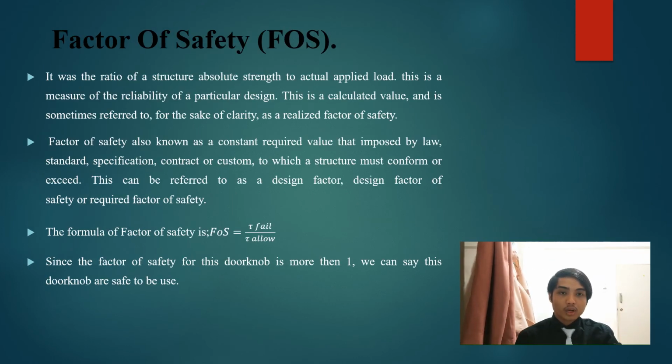Factor of safety, or FOS, is the ratio of the structure's absolute strength to the actual applied load. This is a measure of reliability of the particular design. This is a calculated value and sometimes referred to, for the sake of clarity, as a realized factor of safety. Factor of safety can also be a constant required value imposed by law, standard, specification, contract or custom, to which a structure must conform or exceed. This can be referred to as a design factor of safety, or required factor of safety. The formula of factor of safety is FOS equal to tau fail over tau allow. Since the factor of safety for this dog knot is more than 1, we can say that the dog knot is safe to be used.